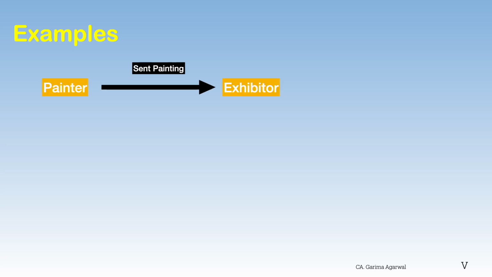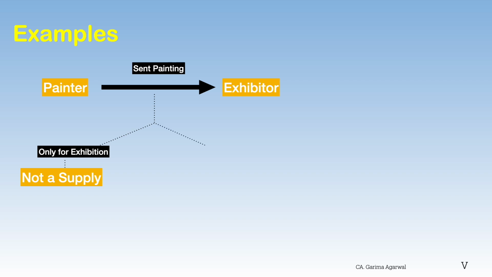Let's see another example. Here, painter, that is the principal here, hires an exhibitor, that's an agent, and sends him his paintings for exhibition purposes. First is only for exhibition purpose. Here there is no sale. It's just that the exhibitor will display his paintings and people will come and watch it and they will go back. There is no sale happening. In this case, the painting sent without consideration is not a supply.